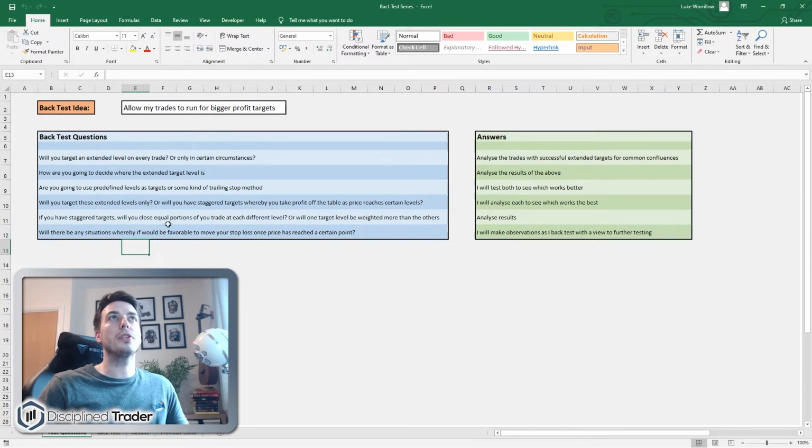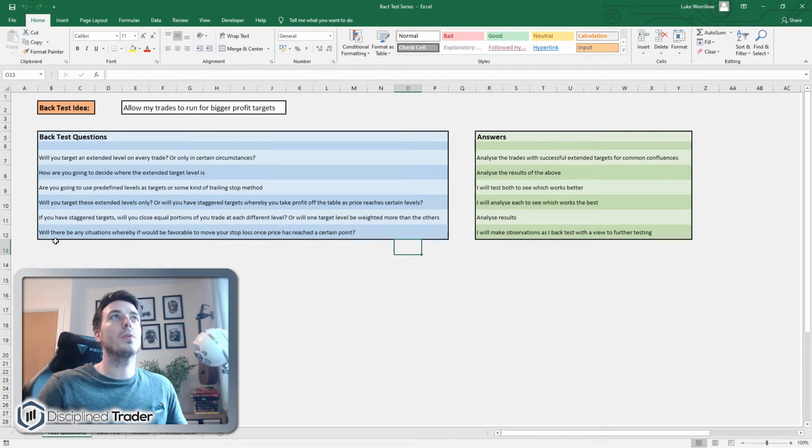If you have staggered targets, will you close equal portions of your trade at each different level, or will one target level be weighted more than others? So basically what this means is, if I have four targets, two fixed, two trailing, let's say, and I'm trading at, I don't know, £40 a point, would I take £10 a point off at each of these levels, or would I say take 15 off at the two fixed ones and then say 5 on each of the trailing ones? Again, this just depends what the results show, which is why the answer is analyze results. If it shows that I will be more profitable to weight a particular target more than the others, so for example the first fixed target, if I'm taking 50% off at that target rather than 25, and that makes me more profitable, then of course I'm going to do that. It just depends what the results show.